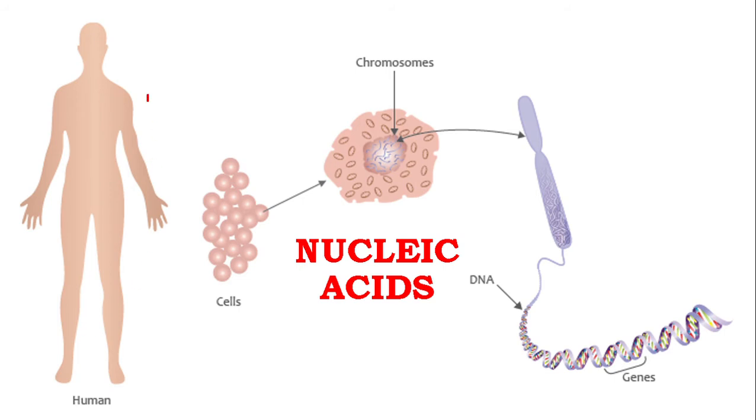A human being or any other organism is made up of cells. How many types of cells are there in our body? We have so many types of cells. And in those cells, we have a nucleus. In that nucleus, we have something called chromosomes. The chromosome is actually made up of deoxyribonucleic acid and also proteins. Some segments of the deoxyribonucleic acid are said to be genes.